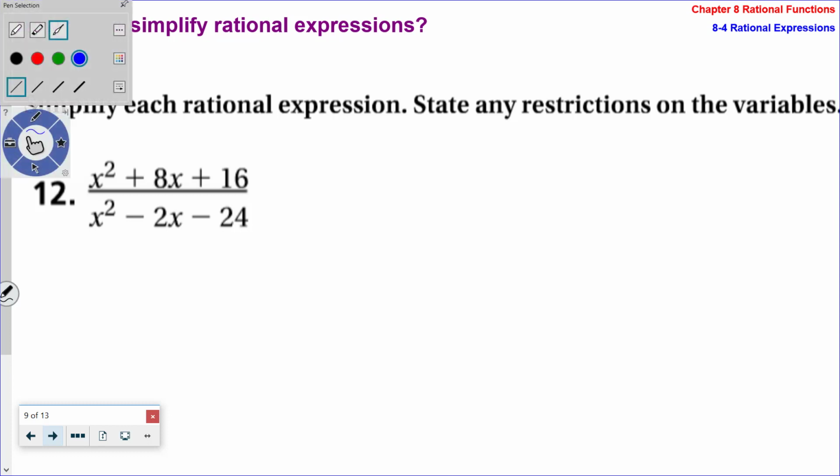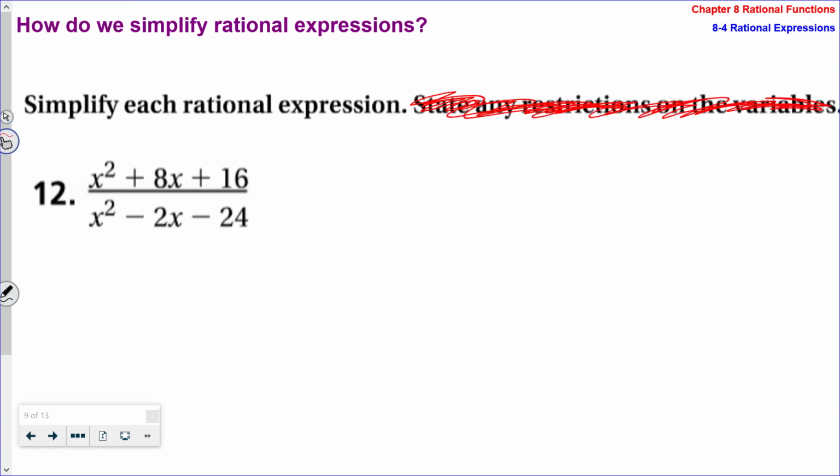Also, I want to just bring to your attention the instructions. The instructions are going to say state the restrictions. You don't have to worry about this piece of the instructions. In this example here, how many terms are in the numerator? 3 terms, and there are 3 terms in the denominator.